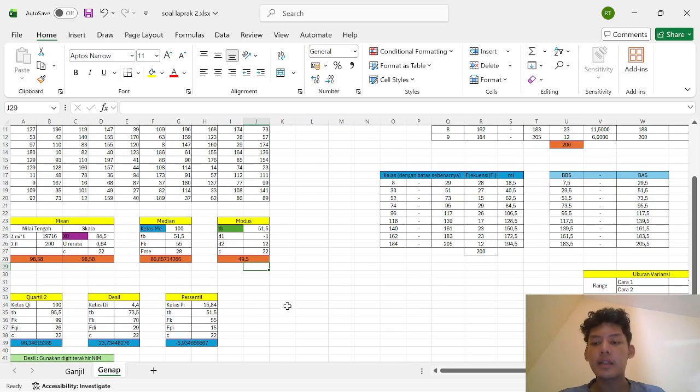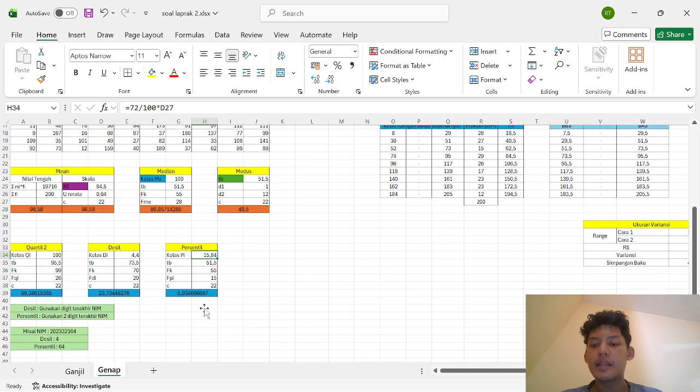Next, calculate the quartiles, which divide data into four equal parts. The first, second and third quartiles are determined. The first step is determining the quartile position using the total multiplied by one fourth, two fourths or three fourths. Then I determine the quartile class using the cumulative frequency. After finding the class, the quartile value is calculated using the group data quartile formula.